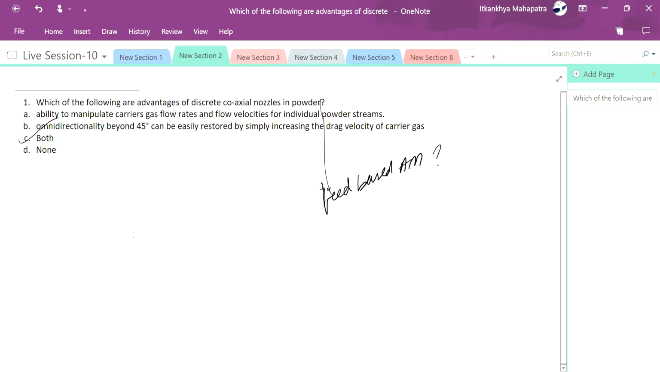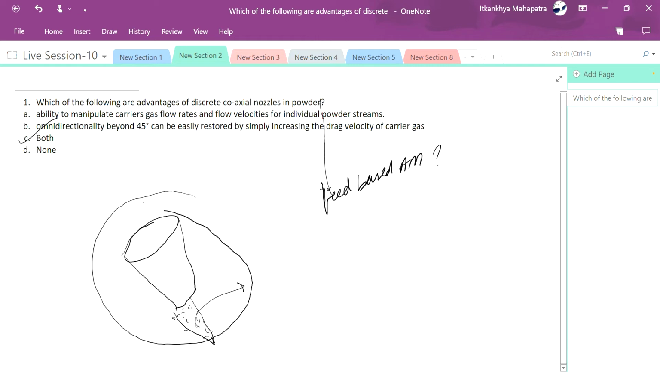Suppose this is a region of particles. Now this is the particle region for low particle density. Now this head, there will be a head tilt. Inside this, there will be a head tilt. This renders this continuous coaxial nozzle non-omnidirectional. To counter this, we have the discrete coaxial nozzles which have the omnidirectionality feature, which is very important. The head tilt can be accommodated.